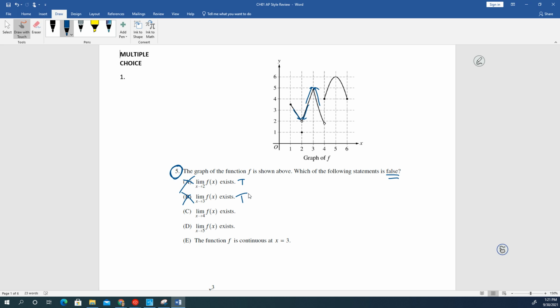The limit as x approaches 4 exists. Ooh, false. There it is. That's the one. Now, if we were to keep going, the limit as x approaches 5 exists. That's true. The function is continuous at x equals 3. Can I trace over here without picking up my pencil? Yes, I can. That one's also true. That one you wouldn't have gotten a calculator for. Don't really need it anyways.